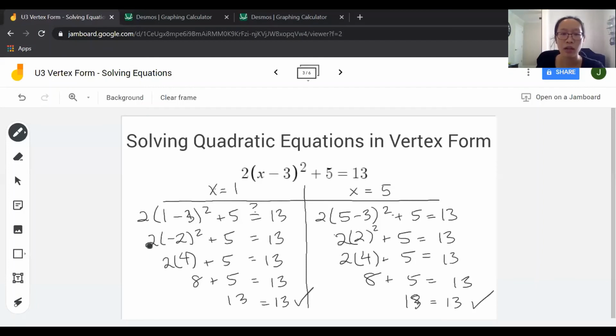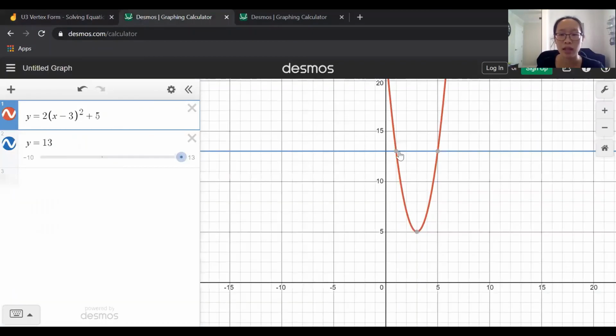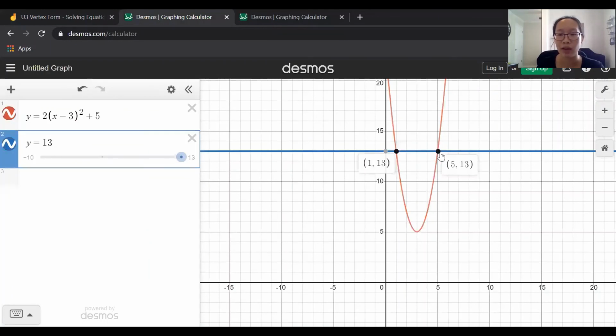This checks out. If we go back to our Desmos, we can see that yes, my first x value is 1, and my second x value is 5. So I know I've done it correctly.